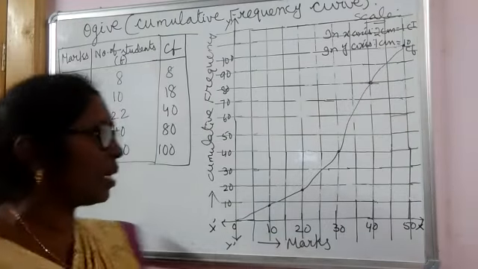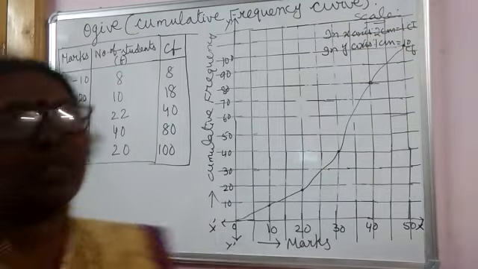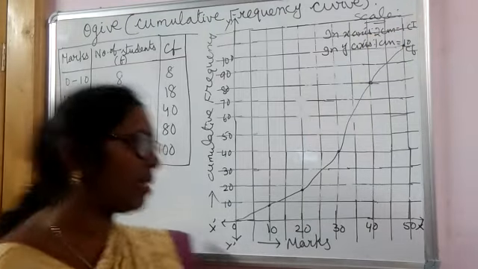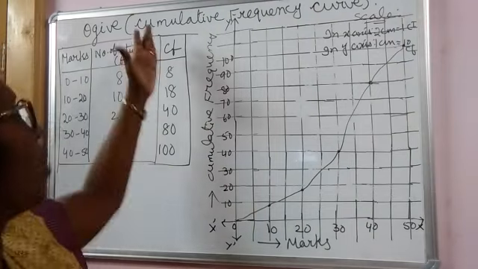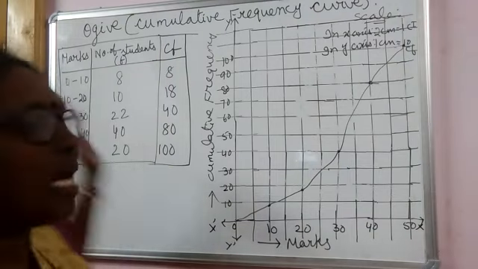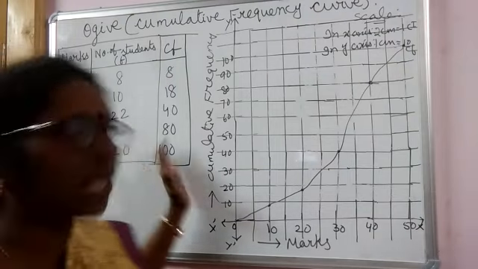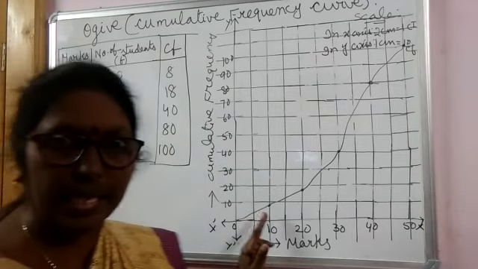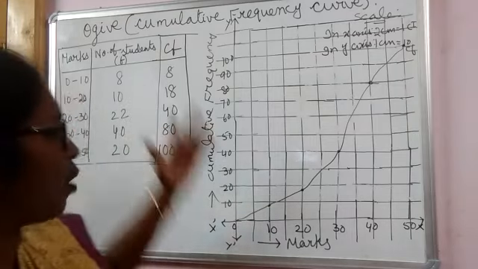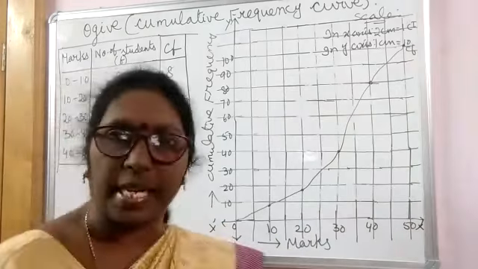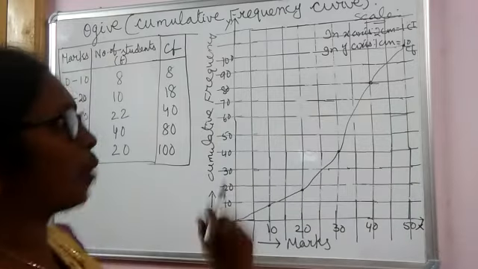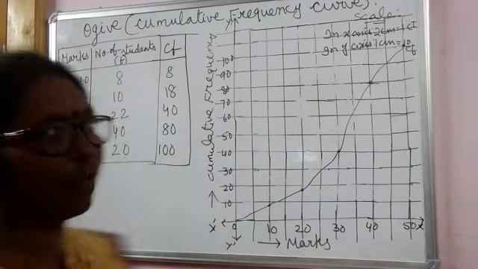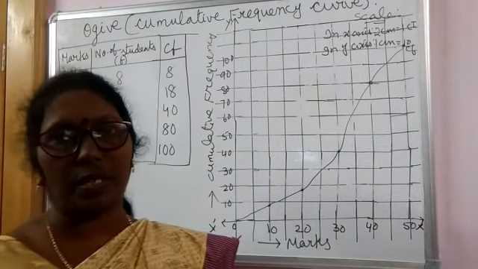Okay. This curve is said to be the required OGive. Clear, children? The important thing is you have to find the cumulative frequency. Class intervals are to be continuous. Upper limit of each class interval is to be taken as the x coordinate, and its corresponding cumulative frequency is to be taken as the y coordinate. Plot the points and draw the OGive starting from the lower limit of the first class interval.